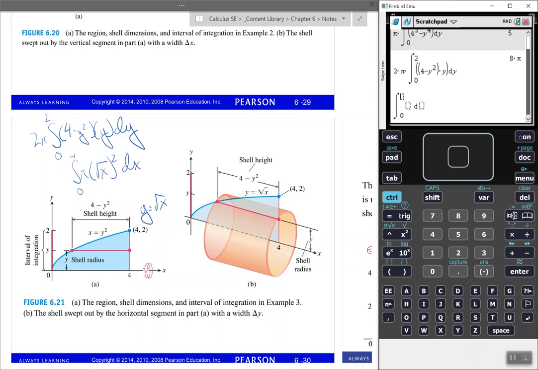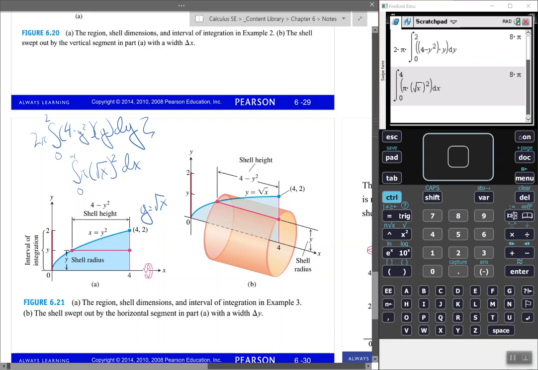We do have to rearrange it. So again, there's a chance that we could get it wrong. Rearranging it, pretty easy equation. So we should be okay. We have pi times the square root of x. I know it's just x, but I'm going to go through all of it. Square root of x squared dx. Boom, 8 pi. So we get 8 pi both ways. The volume should be the same no matter which way we do it. The volume's not changing, just the method of finding it is changing.